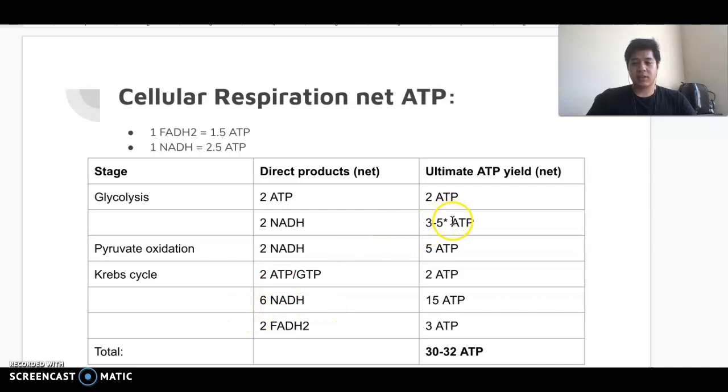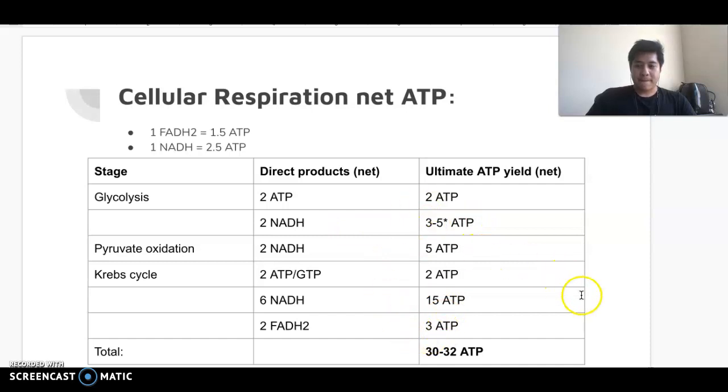So the reason why I put an asterisk where the NADH forms in glycolysis is because NADH is made in the cytosol in glycolysis. And the NADH molecule cannot cross the inner mitochondrial membrane to deliver the electrons to complex 1. So the electrons have to be delivered via a shuttle system, and this leads to reduced ATP production.